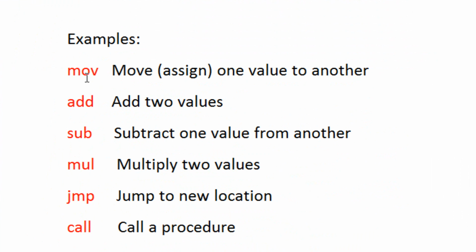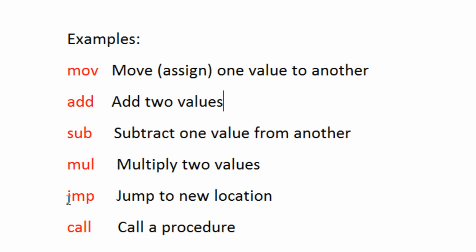Here we have the instruction move, which moves or assigns one value to another. Here we have the instruction add, which adds two values. Here we have the instruction sub, S-U-B, which subtracts one value from another. Here is the instruction M-U-L, which multiplies two values together.